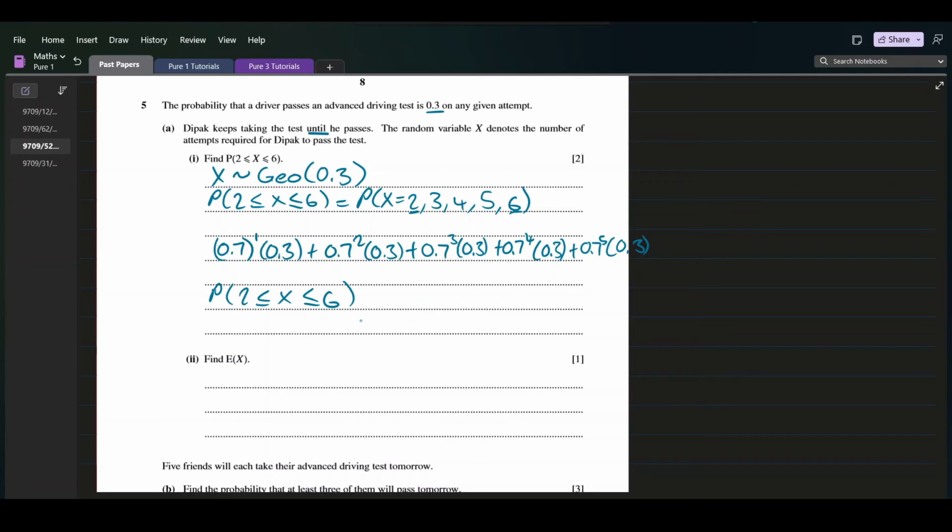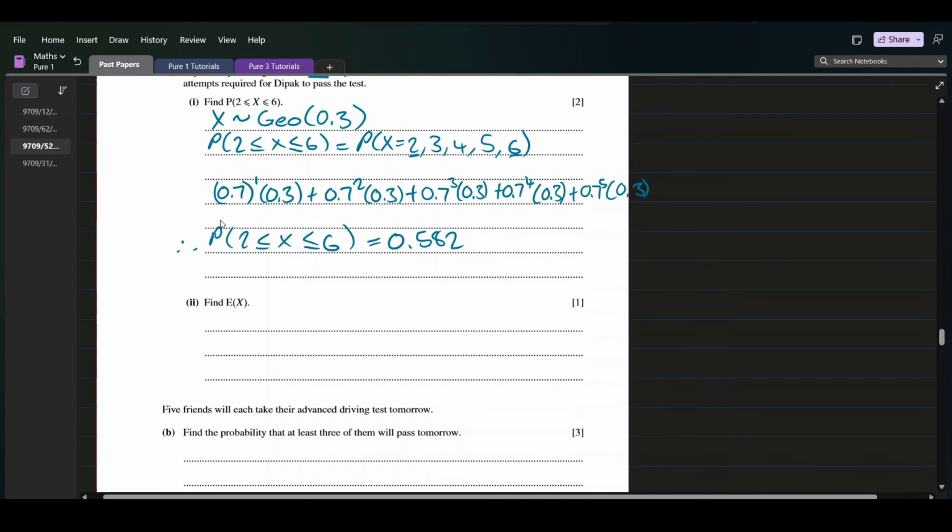So that's 0.7 times 0.3 plus 0.7 squared times 0.3 plus 0.7 cubed times 0.3 plus 0.7 to the power 4 times 0.3 plus 0.7 to the power 5 times 0.3, and this gives us 0.582 correct to 3 decimal places. 0.582, and this would be our final answer.